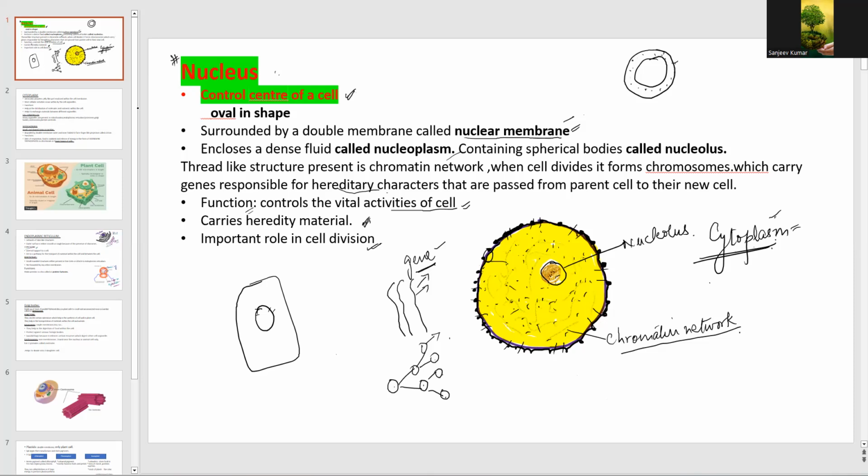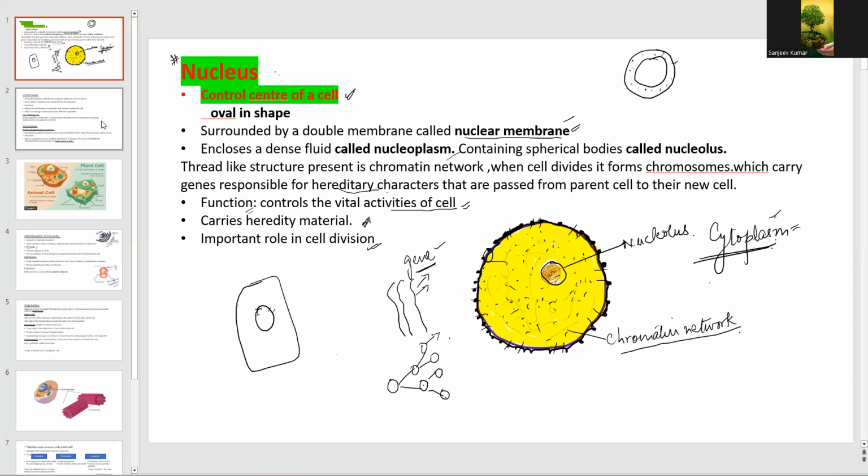Okay. Now, if someone asks you what is the function of the nucleus, I think you will be clear that it controls the vital activities. So it is also called the control center of the cell. Then it carries the heredity from the parents to their young ones or offsprings. It plays an important role in cell division.